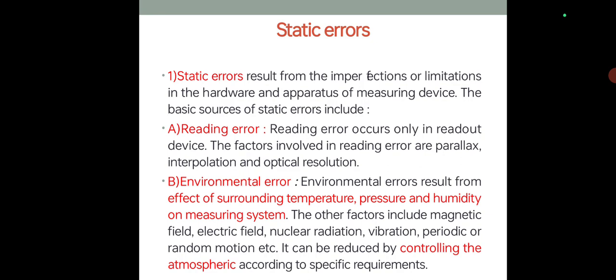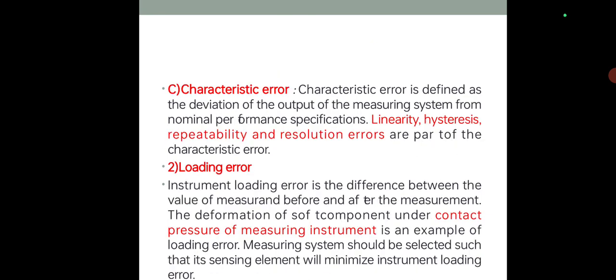Then third one is characteristics error. This type of error is defined as a deviation of the output of the measuring system from the theoretical predicted performance. Here these types of characteristic error occur: linearity errors and repeatability errors.